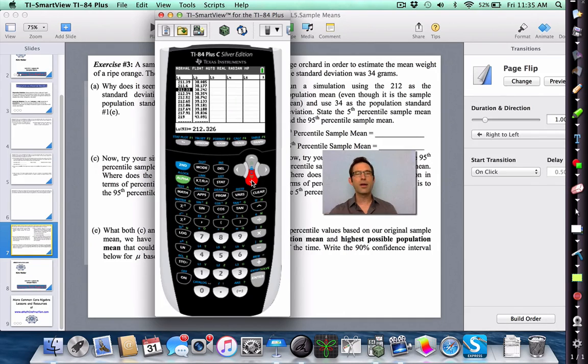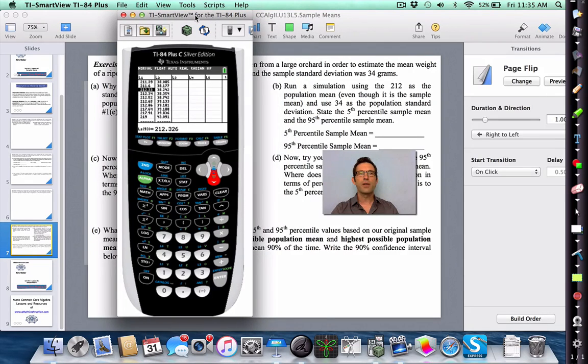Now, I'm not going to write that down. I'm not going to pop back in. What I'm going to do is letter D right away. Letter D says, now try your simulation again, but use the 95th percentile sample mean as the population mean. Where does the 212 lie? By the way, on that last one, notice that 212 lied pretty close to the 95th percentile. It sort of makes sense. If using the 212 gives us the 205.4 as the 5th percentile, then using the 205 gives us the 212 as the 95th percentile.